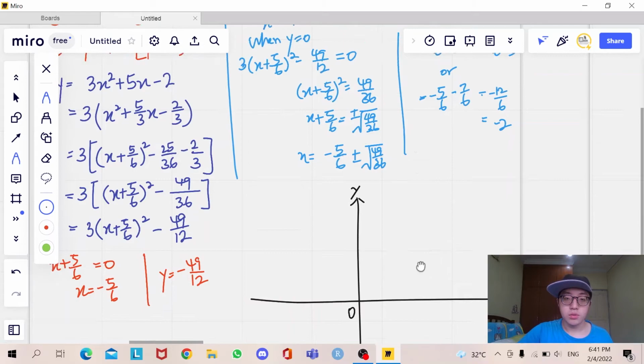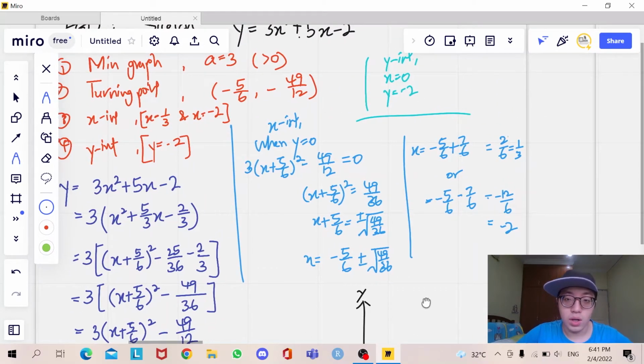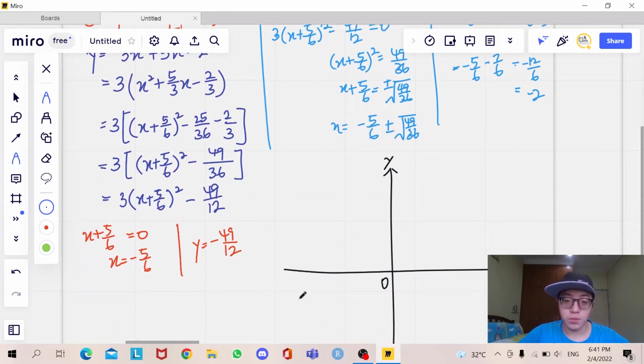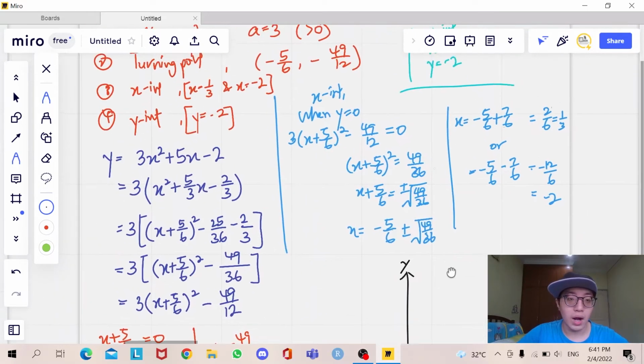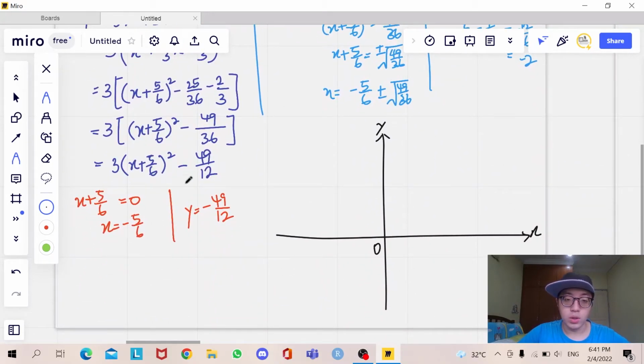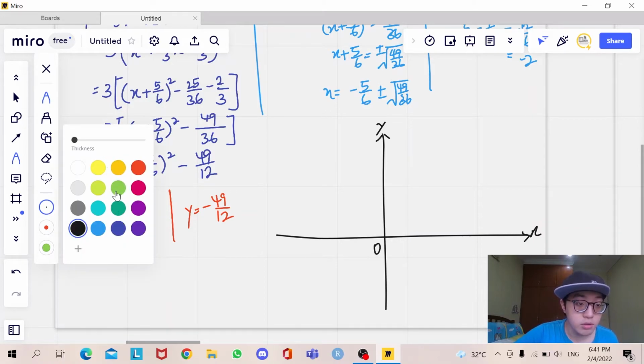Your x-intercepts are 1 divided by 3, which is somewhere here, and -2. So your graph will go somewhere like this, and then your y-intercept is -2. Your lowest point must be lower than -2 because -49 divided by 12 is somewhere -4 point something. So your graph will go down here, reach the minimum point, and go up and cross 1 divided by 3. When you have all this information, you can now sketch the graph.